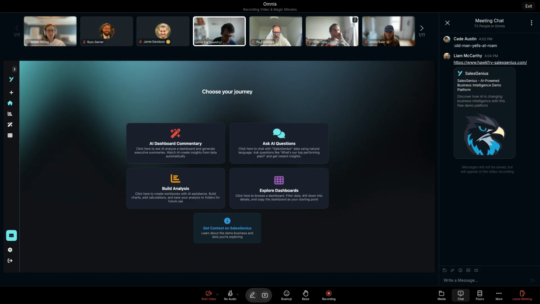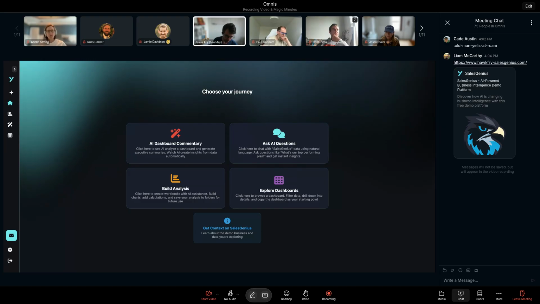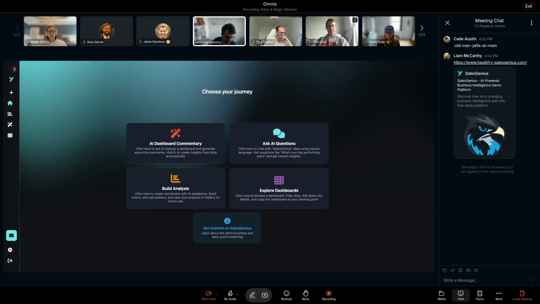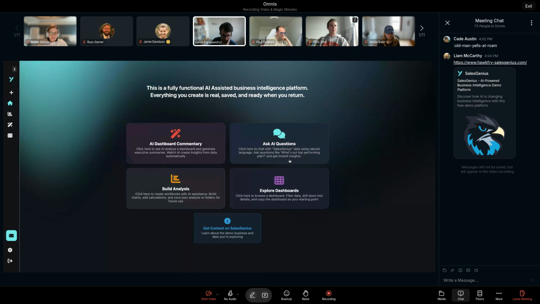The biggest challenge is really making AI feel native to business intelligence rather than a bolt-on. We don't want people to think, now I'm using AI. We just want them to get better insights, faster answers, and more powerful tools, just as part of their normal work. So the way I've split this is there's essentially three paths.